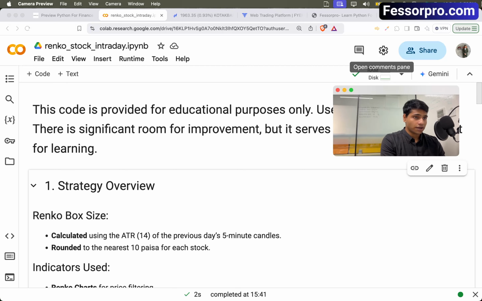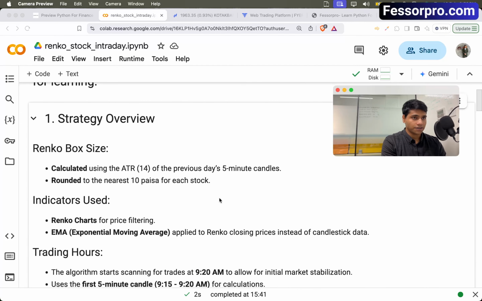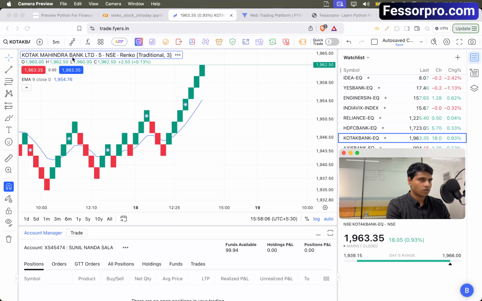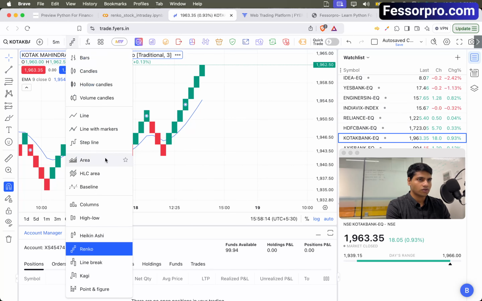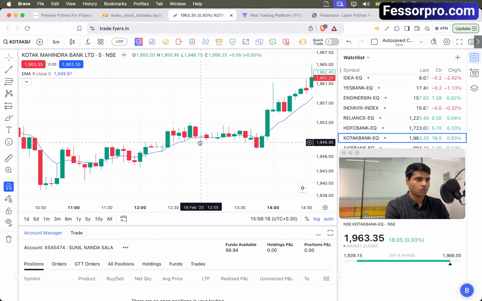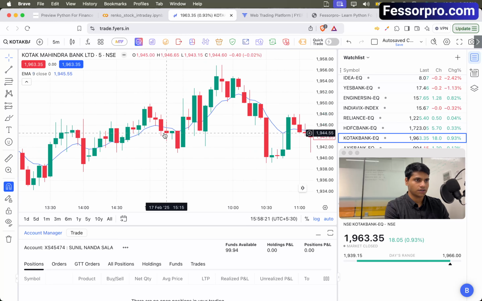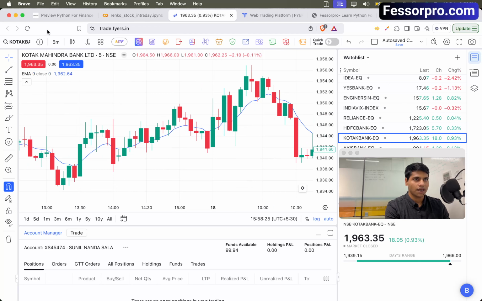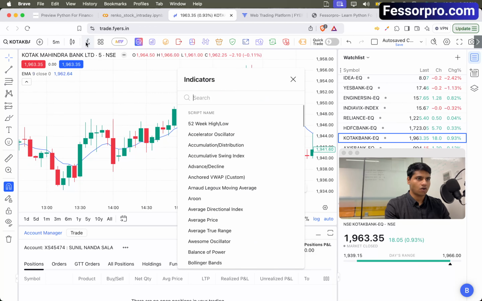Now that you know what Renko charts are, we can understand the strategy. For this strategy, we will take an example of Kotak Mahindra Bank. First, we need to calculate the brick size. How will you calculate brick size? For that, you have to go to the previous day data. So if I just click on candle, I have to go to the previous day data. Today is 18th of Feb, so I'm going to 17th of Feb. And here I have to add an indicator called ATR.